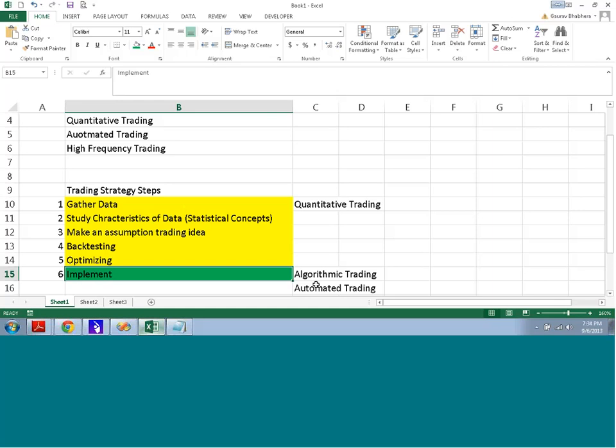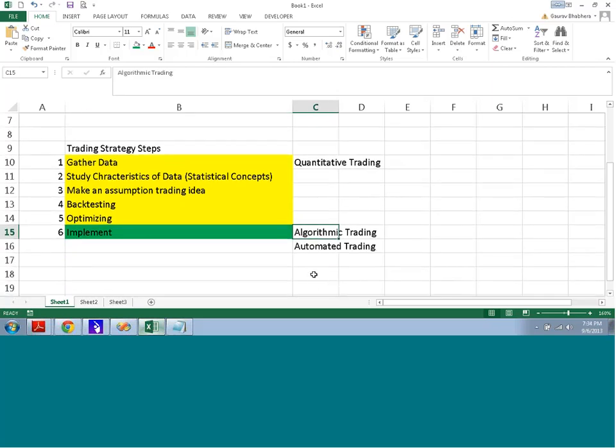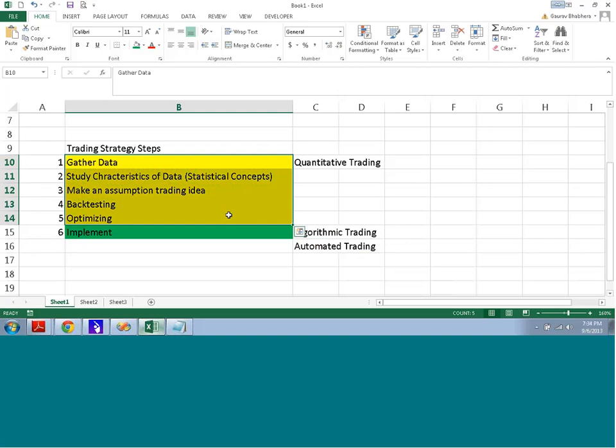Alright. So first, I'll show you an example of what is automated trading as well. So first, let me get into this quantitative trading. And I'll show you what type of tools can be used to do quantitative trading or quantitative analysis, you can say. Right. So first step, which was to gather the data.